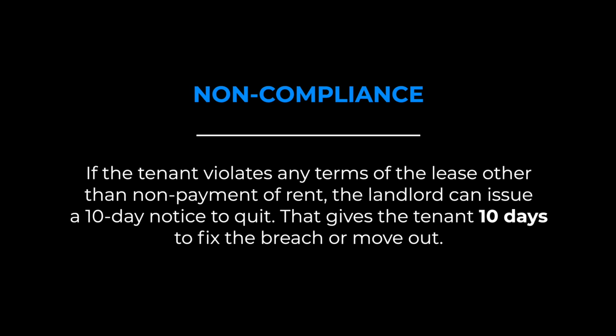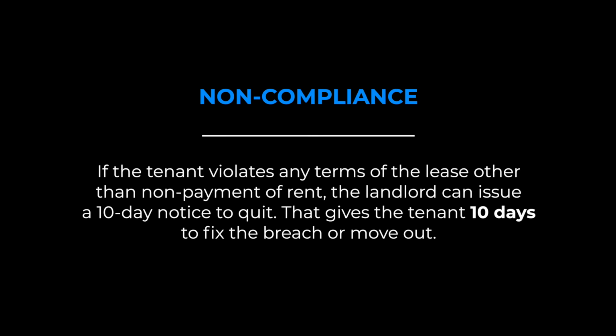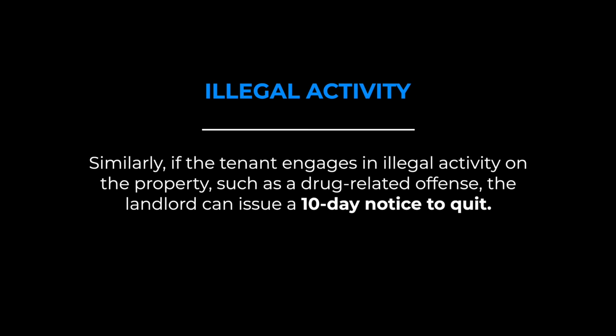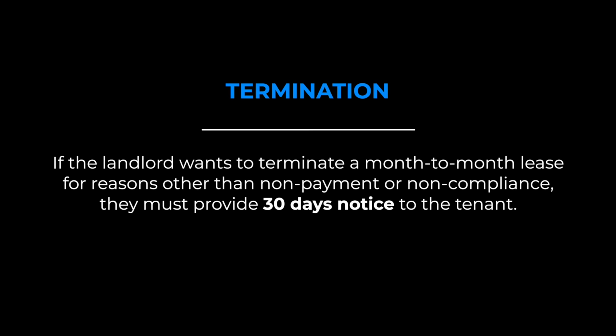Non-compliance. If the tenant violates any terms of the lease other than non-payment of rent, the landlord can issue a 10-day notice to quit. That gives the tenant 10 days to fix the breach or move out. Illegal activity. Similarly, if the tenant engages in illegal activity on the property, such as drug-related offenses, the landlord can issue a 10-day notice to quit. Termination. If the landlord wants to terminate a month-to-month lease for reasons other than non-payment of rent or non-compliance, they must provide 30 days notice to the tenant.